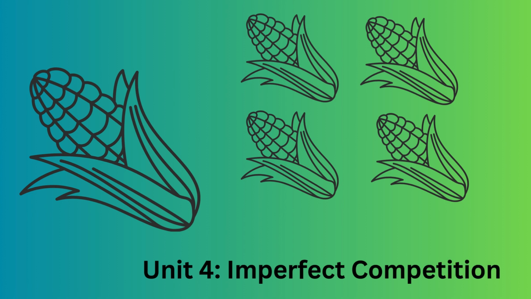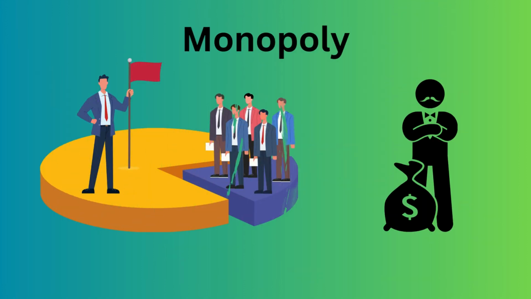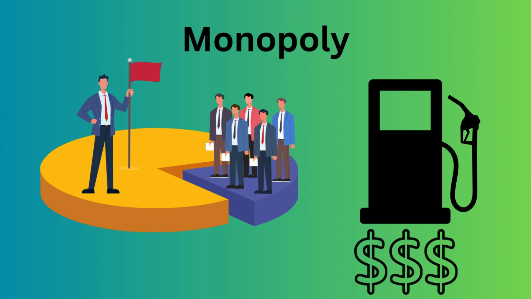But most markets aren't like that. Unit 4 takes us into the world of imperfect competition. Okay, so imperfect competition. This is where things get a little more real world, right? Exactly. The first type of imperfect competition is a monopoly. This is where there's only one seller in the market. They have complete control over the price. So like if you're the only gas station in a small town, you can charge whatever you want, right? Well, within reason, but you get the idea.